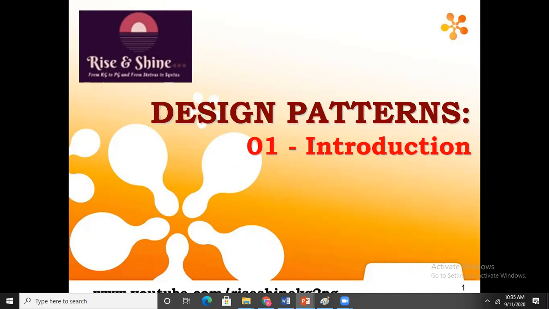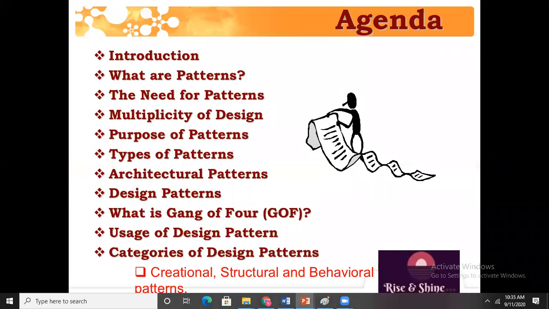And I welcome you to the very first session on design pattern, that is introduction to design patterns. In this session, we are going to cover introduction, what is pattern, the need of pattern, that is why we need pattern, because there is multiplicity of design. What is that problem? Multiplicity of design. Then the purpose of design pattern.